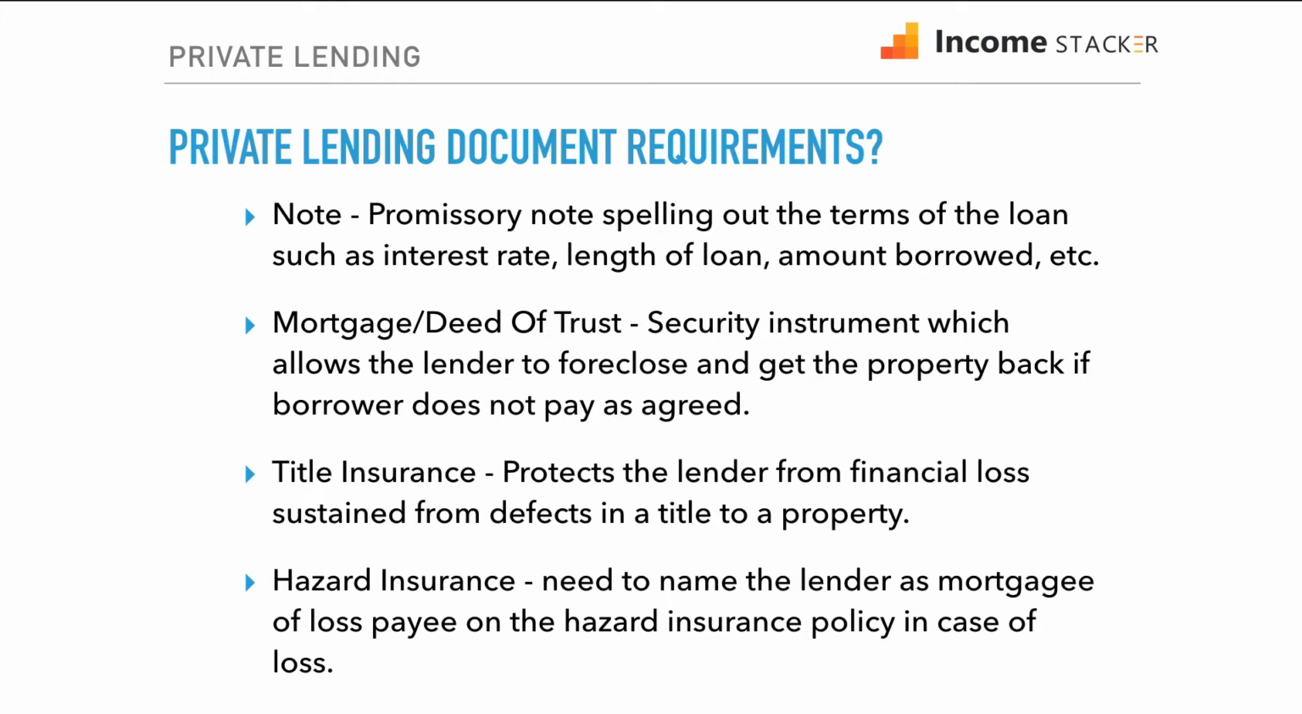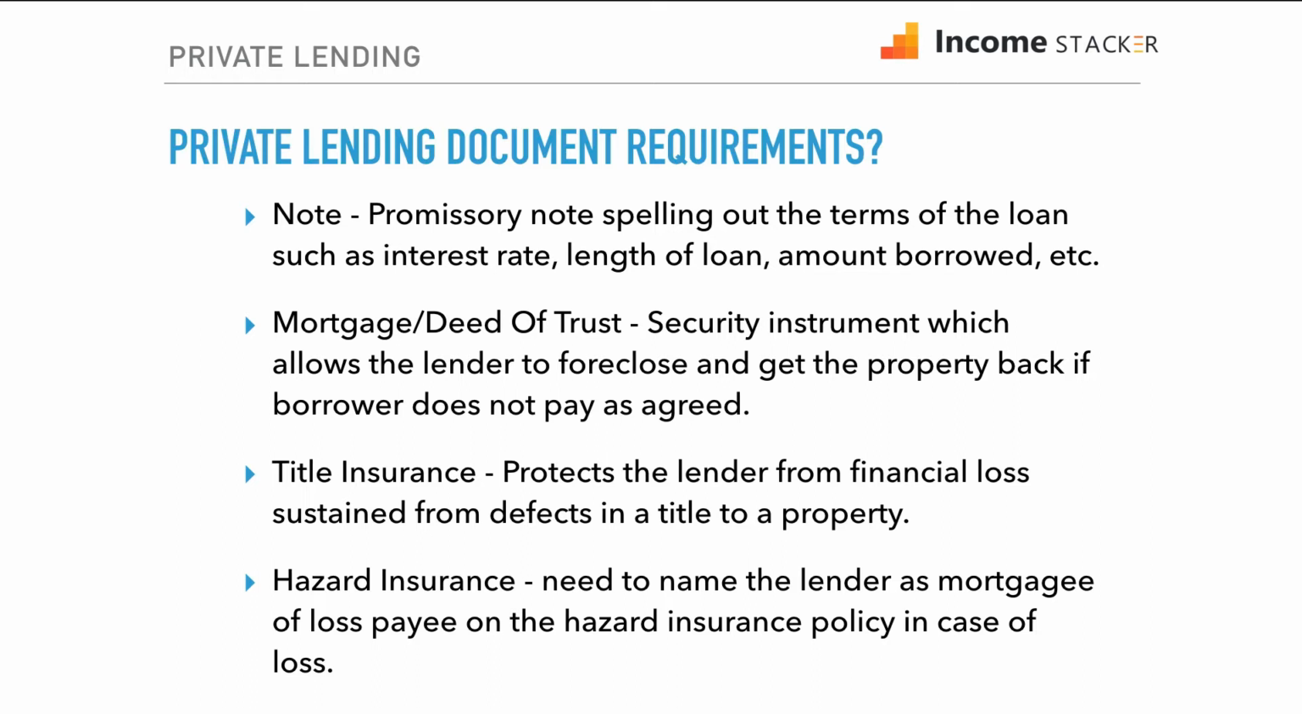So, private lending documents required. What are the documents required for private lending? Now, I'm not getting into all the super detail, but on a high level, you have 4 basic things. 1, the note. This is a promissory note spelling out the terms of the loan, such as the interest rate, the length of the loan, the amount that you borrow, and so forth. Second is the mortgage or deed of trust. This is, as I mentioned before, the security instrument which allows the lender to foreclose and get the property back if the person doesn't pay as agreed, right?